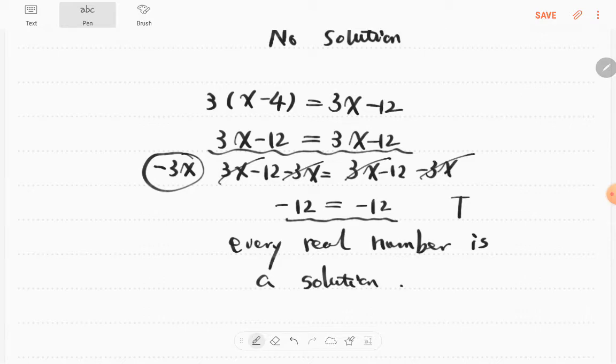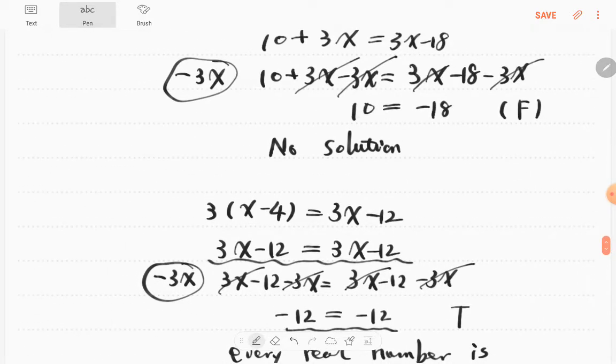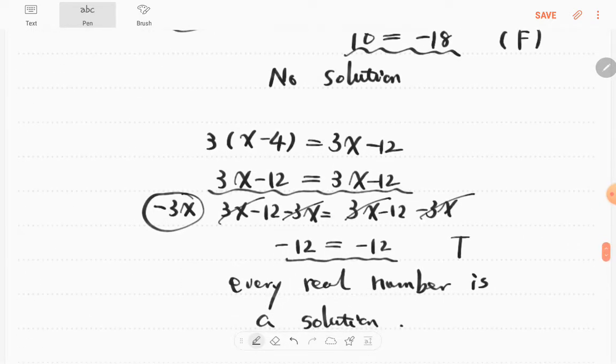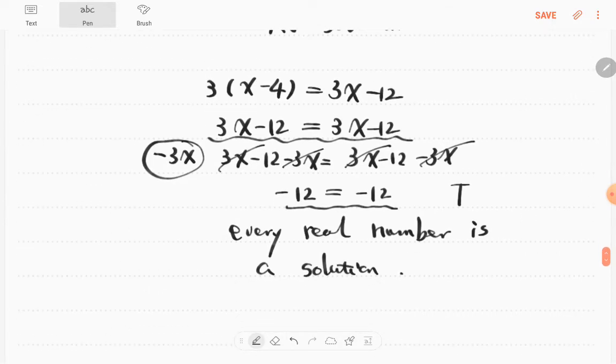Okay, so make sure if the statement is false, then we get the conclusion, no solution. But if the left side is identical to the right side, which means every number is a solution. This is not the same case.